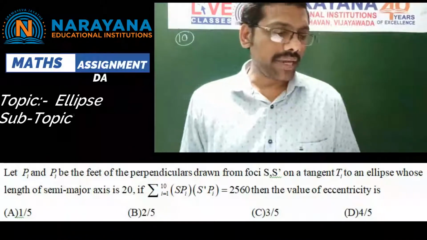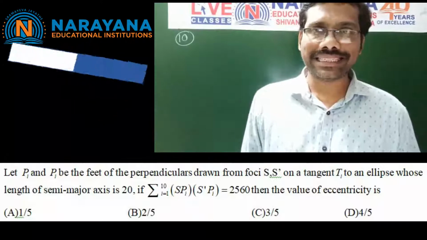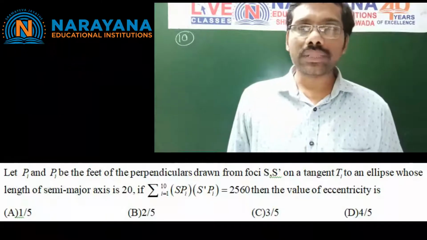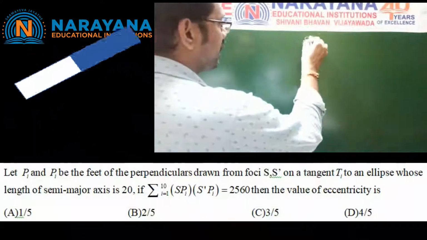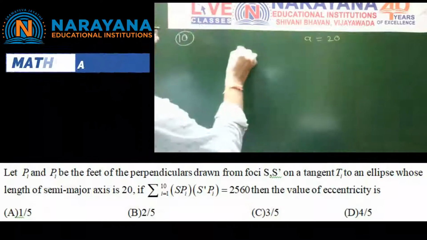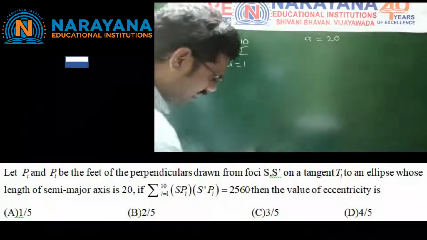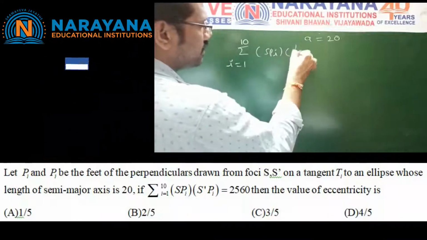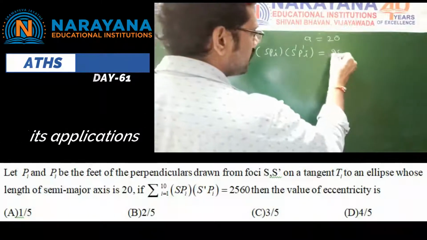Let Pi and Pi dash be the feet of the perpendiculars drawn from the foci S and S dash on any tangent Ti to an ellipse whose semi-major axis length is 20. The length of the semi-major axis a is 20. The sum over i from 1 to 10 of S Pi into S dash Pi dash is equal to 2560.